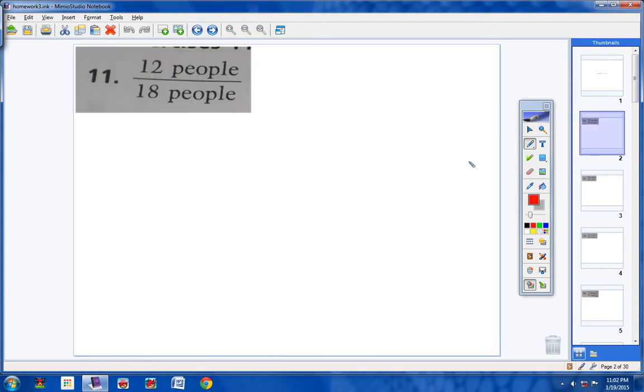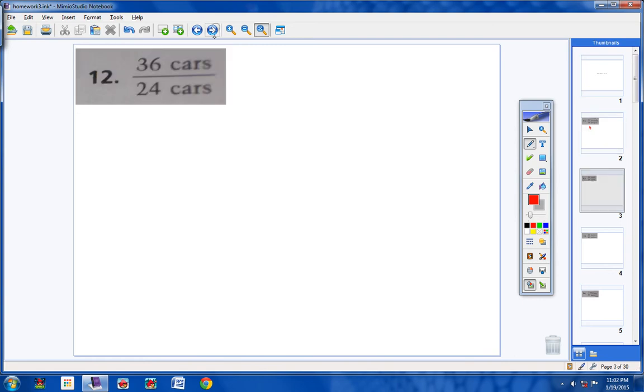Let's go ahead and get started right away with numbers 11 through 14. In numbers 11 through 14, the directions say to simply simplify the ratio or reduce the ratio. So 6 will go into both of these numbers. So the simplification would be 2/3.